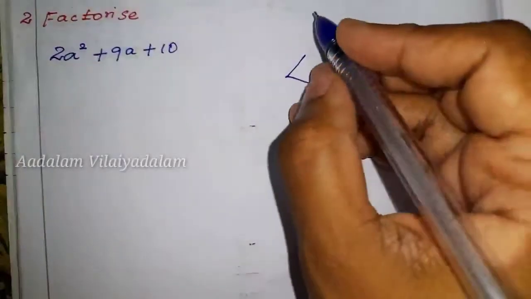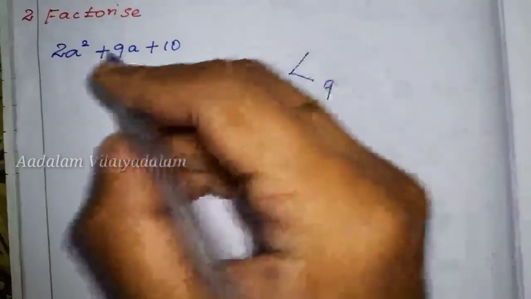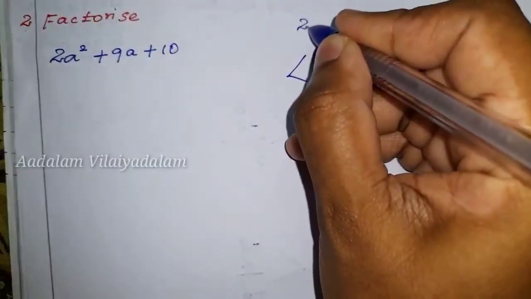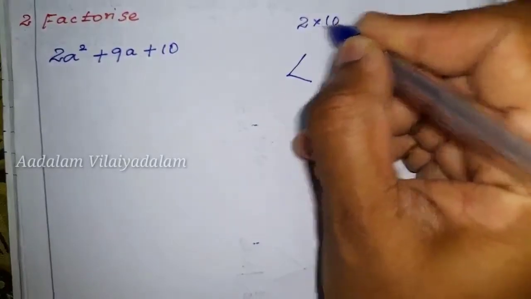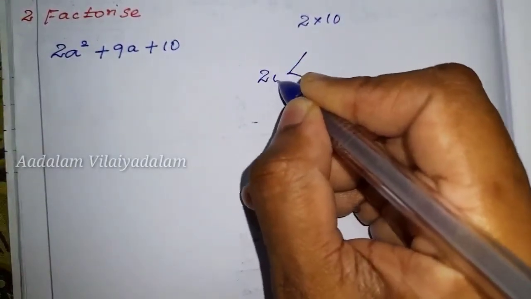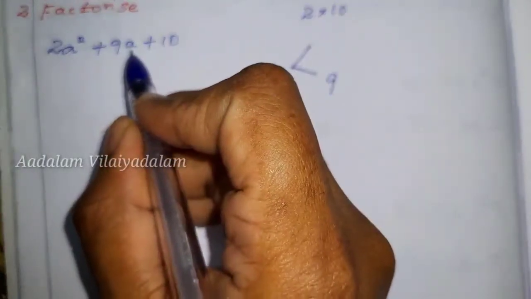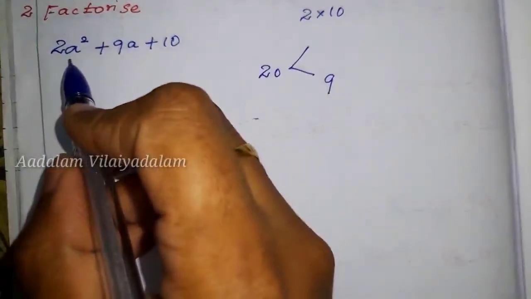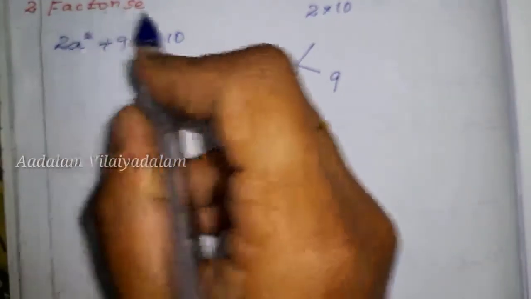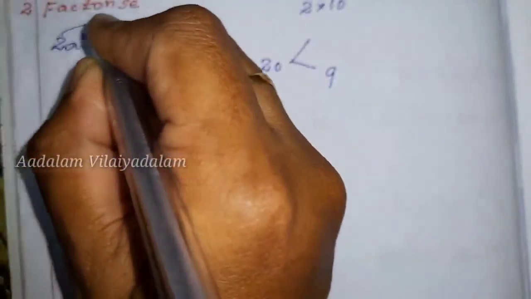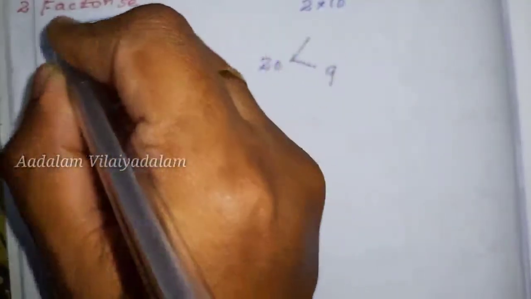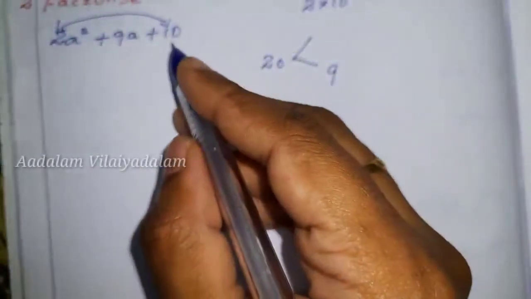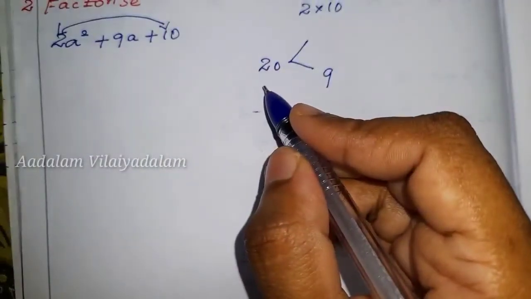So the product of the factors is the coefficient of a square, that is 2, into the constant term, that is 10. 2 times 10 is 20. The sum of the factors is the coefficient of a, and the product of the factors is the coefficient of a square into the constant term. The only change is the coefficient 2 into the constant term, that is 2 times 10 is 20.